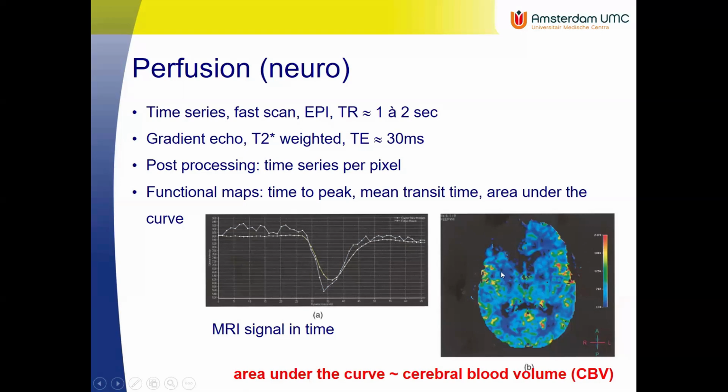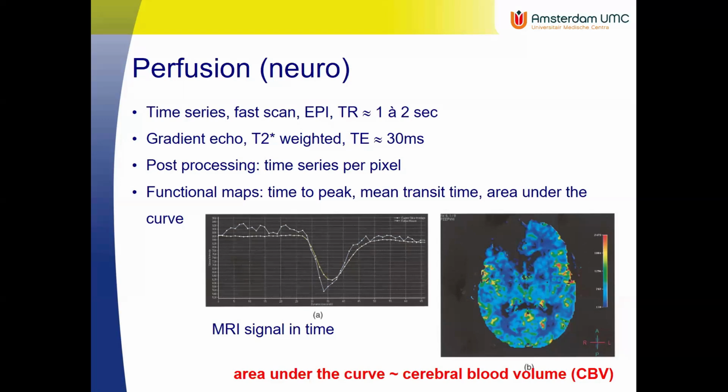And in tumors in our hospital, we mostly use this technique for tumor staging, because the tumor aggressiveness is highly characterized by the blood volume that's present in that tumor. And you can quantify that with the CBV measurement. So it's mostly used in oncology.